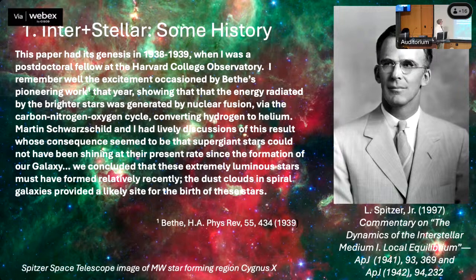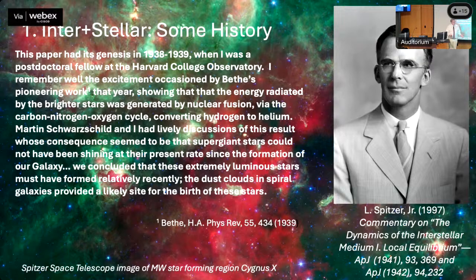Martin Schwarzschild and I had lively discussions of this result, whose consequence seemed to be that supergiant stars could not have been shining at their present rate since the formation of our galaxy. We concluded that these extremely luminous stars must have formed relatively recently. The dust clouds in spiral galaxies provided a likely site for the birth of these stars. Based on that initial moment of excitement, he constructed an entire theory of how you could take interstellar matter and convert it into stellar systems, outlining the properties of stellar systems, globular and disk-like, and then trying to develop a deductive theory of the entire interstellar medium.